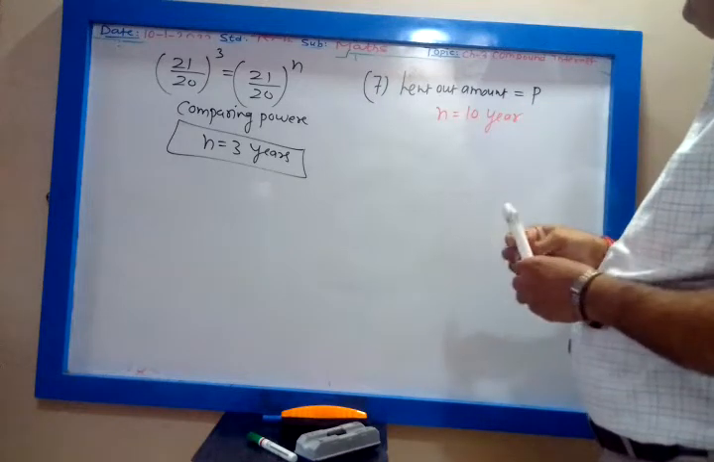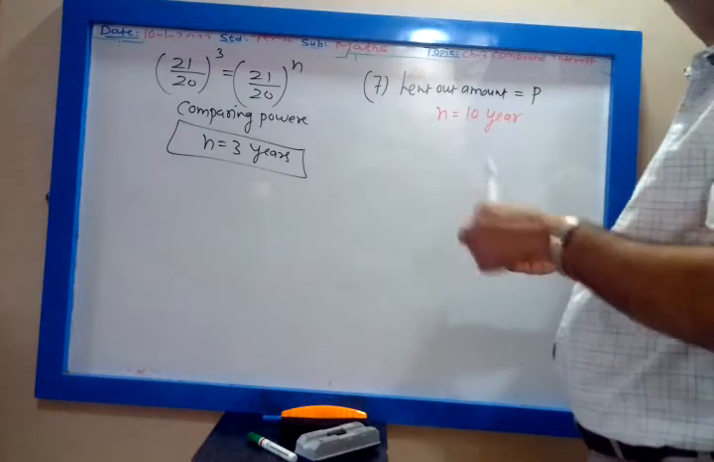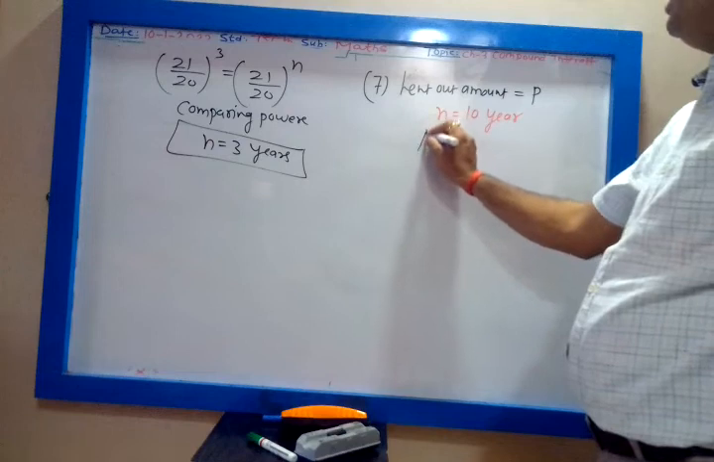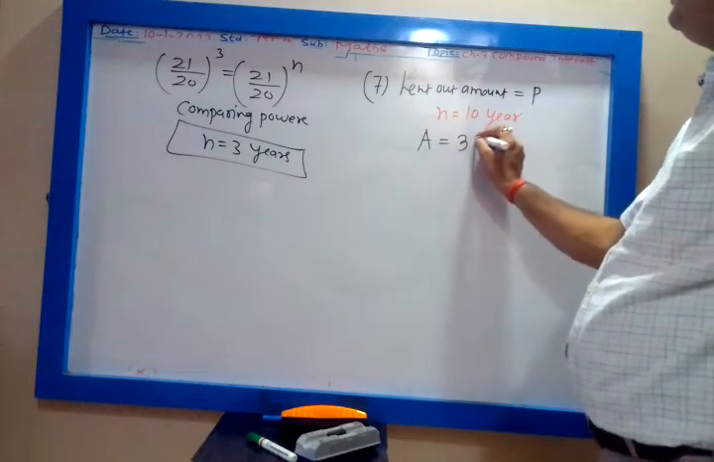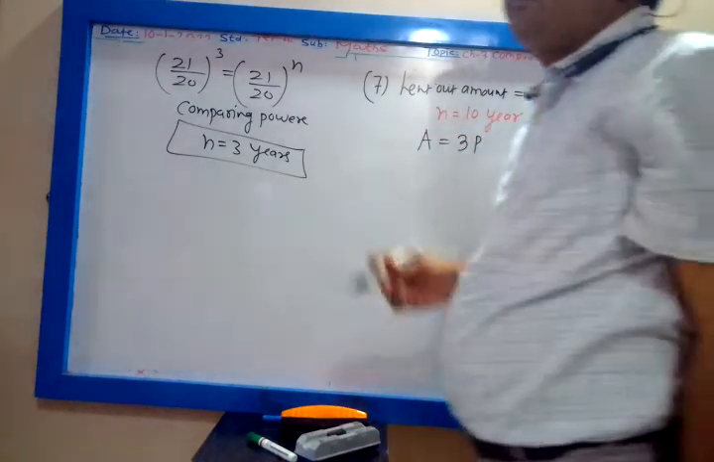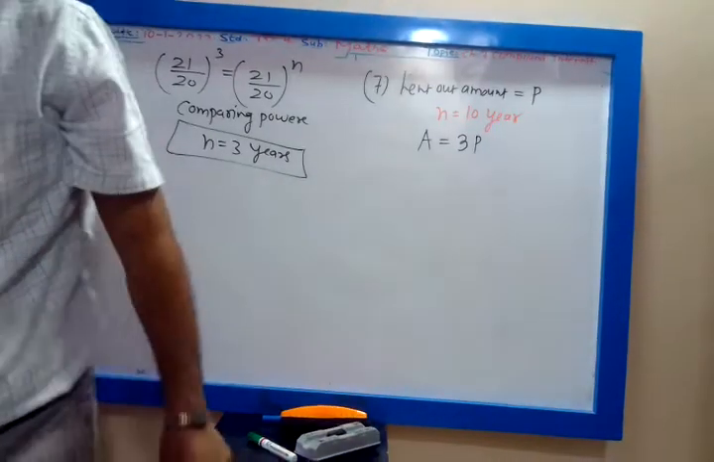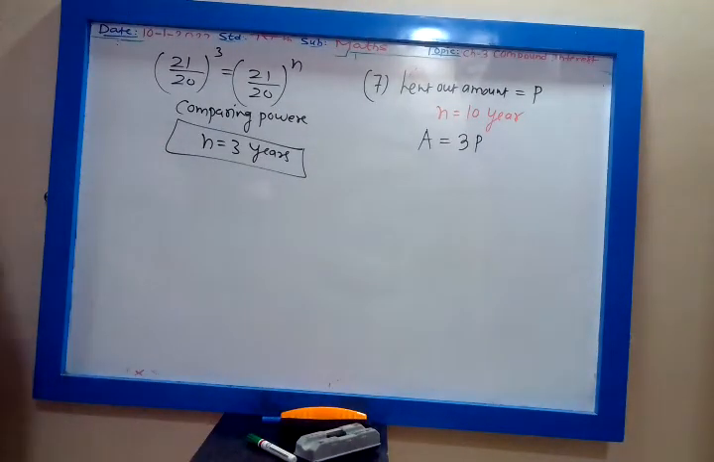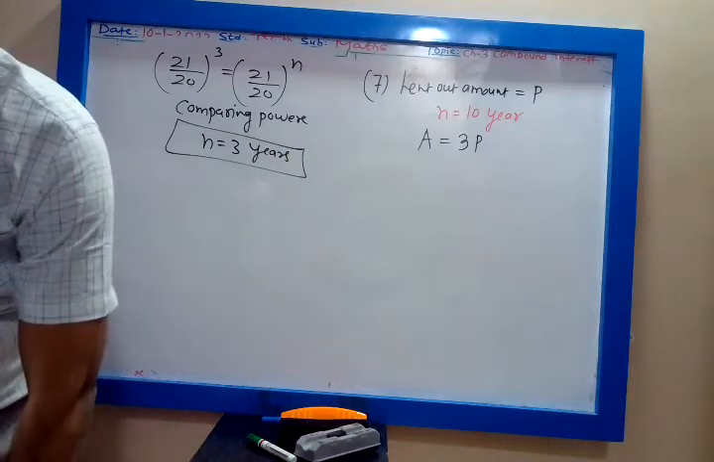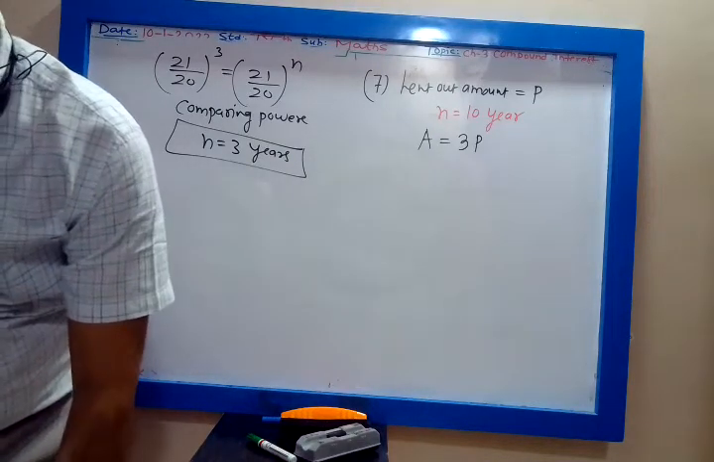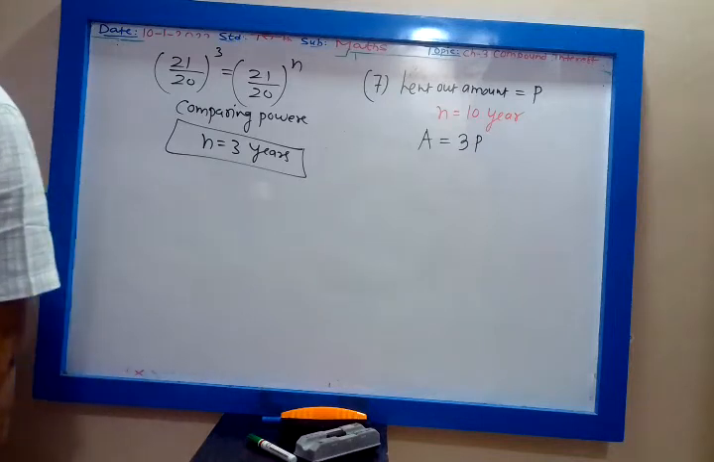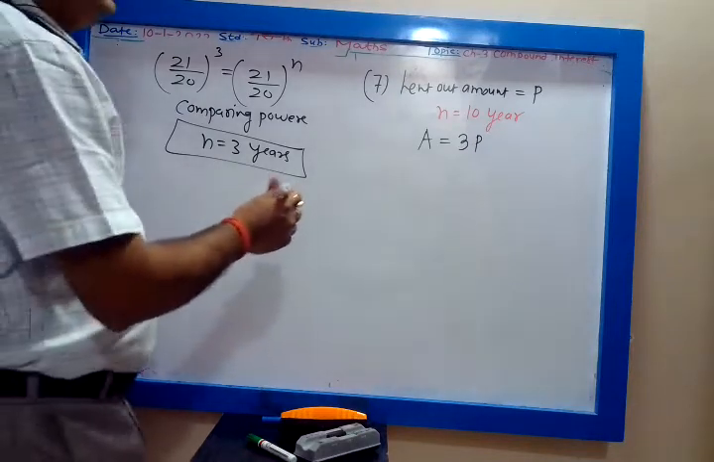Yes, the principal amount becomes 3 times of it. Means amount A is 3P. Amount A will be 3P. So amount A is 3 times P in 10 years.